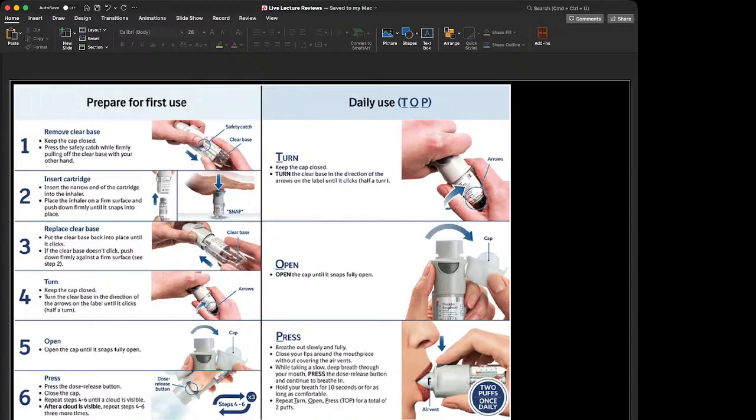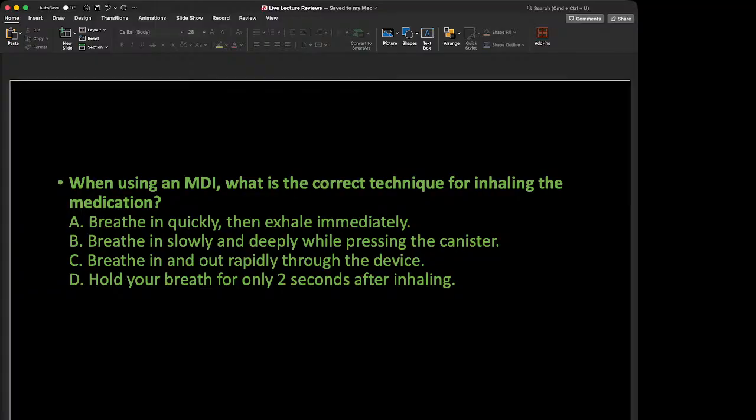Essentially, these are one of the devices that patients have a hard time using, so it's always important to know how to set it up for them so that they don't have much trouble using this type of device for their breathing conditions. And then I have a couple of questions here that maybe you all can use as practice for the exam and so forth.